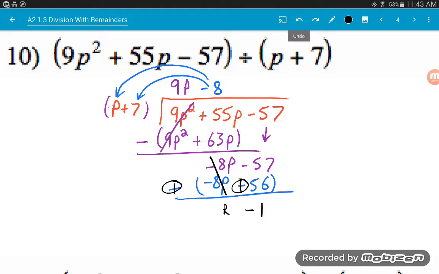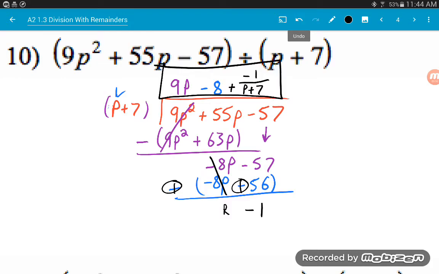With the remainder, what we have to do is we take the remainder and we put it over the divisor, and we add that right onto the end of the quotient. So I'm going to put a plus here, negative 1 over p plus 7. And that's my answer.